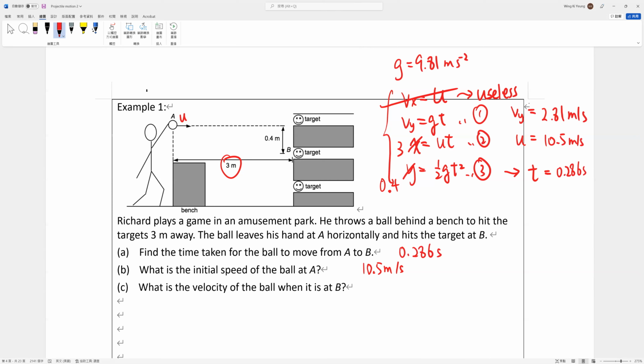How about the velocity of the ball when it's at point B? Some of you may think the answer should be 2.81, but it is not. Isn't it the root of 2.81 squared plus 10.5 squared? Yes, because at point B the ball is not moving purely vertically downwards nor purely horizontally, is it? We know the vertical component of the velocity is 2.81. And you also need to know that the horizontal component is always constant, so it should be 10.5.